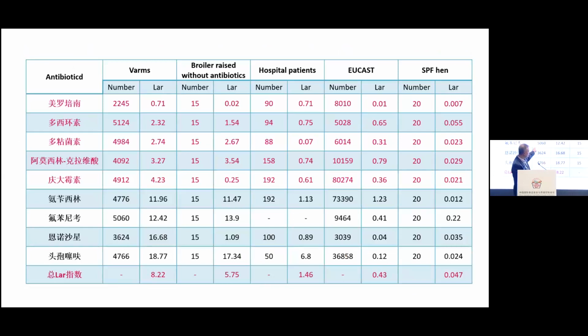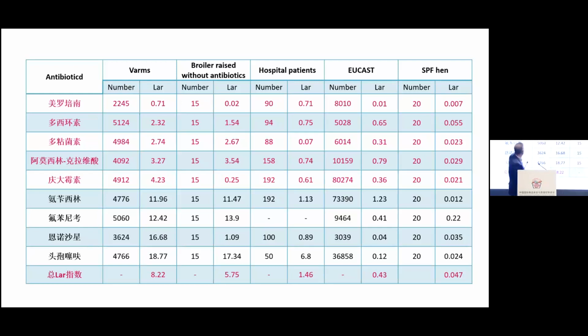Again, in different regions in animals, 8.22 for large. For broiler, we've had 15 batches, and without using antibiotics, LAR is down by a large margin, but in hospitals, in patients, it's 1.46, higher than UCAST. So without using antibiotics, you still have a high LAR value. We need to use some new means to deal with the resistant bacteria.